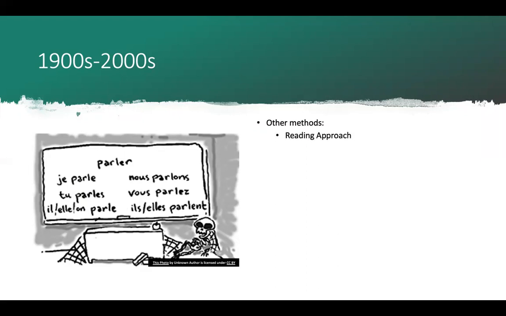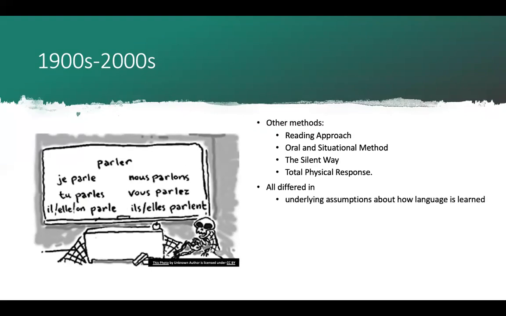Other approaches based on different psychological theories were also emerging at this time, including the reading approach, the oral and situational method, the silent way, and total physical response. Each of them had different theories about how humans learn language, and each of them worked to different degrees for different teachers and different language learners. All, however, continued to base their approach in grammar, that is, the structure and form of the language. All included an analysis of things like verb tenses. None of them focused primarily on real-life communication.